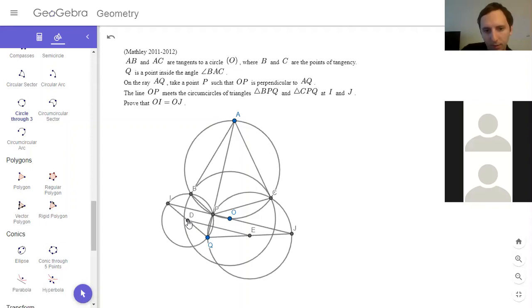Yeah, we just want to show that DP is parallel to QJ or some such. That would automatically imply that PODE is cyclic. Yeah, I mean DO should be parallel to QJ. So how do we prove DO is parallel to QJ? It's still not obvious to me. So yeah, we want to show DO is parallel to QJ, right?